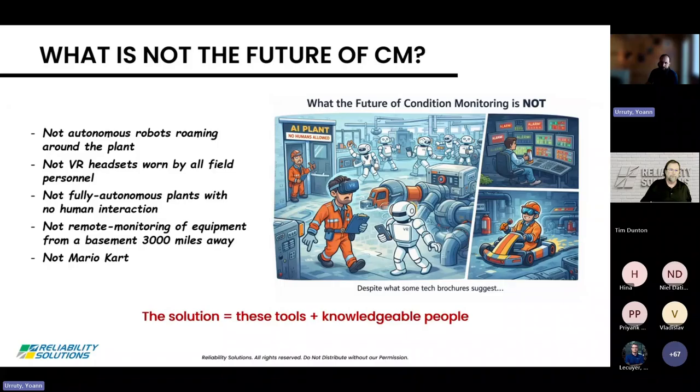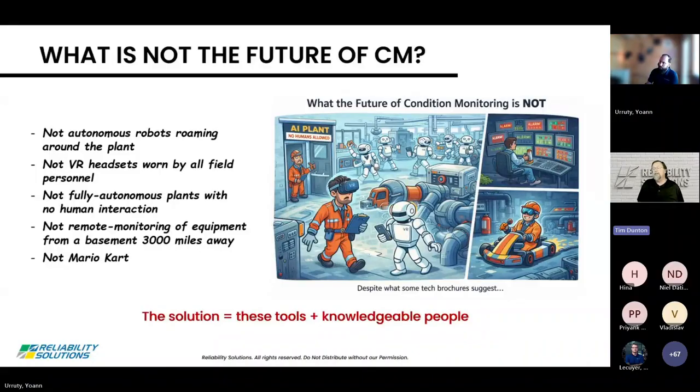Yeah, absolutely. And same thing for remote condition monitoring. It is absolutely possible and doable, but saying that it will only be that is, I think, a pretty limited view. So to us, the solution is yes to all of this, except maybe Mario Kart, with knowledgeable people, right?